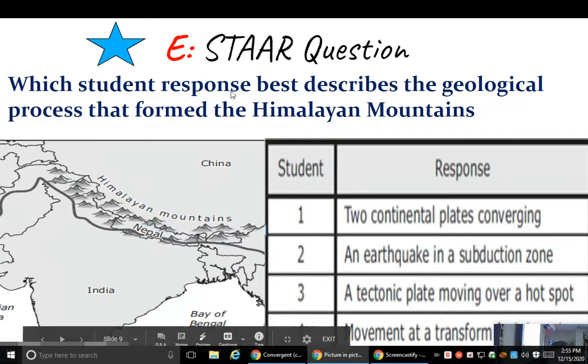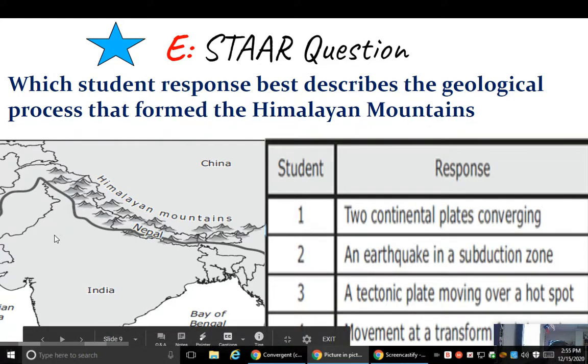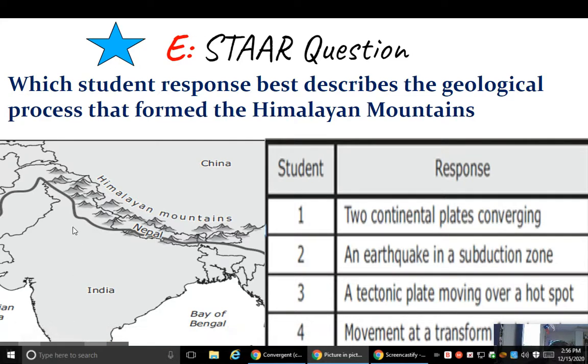Which student's response best describes the geological process that formed the Himalaya Mountains? So looking at your map here, you have the India plate and the Eurasian plate converging or colliding all at this mark here, and you can see the Himalaya mountain range. So here we have two continental plates converging. Student 1.